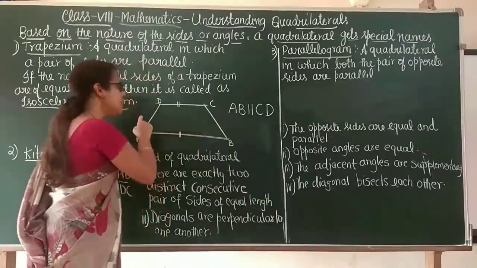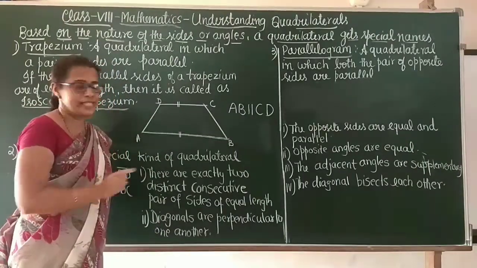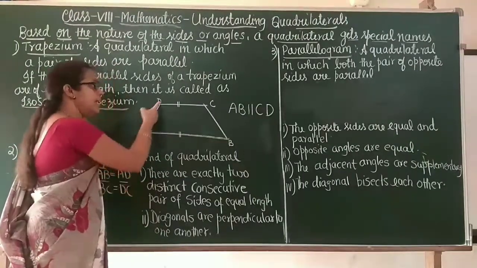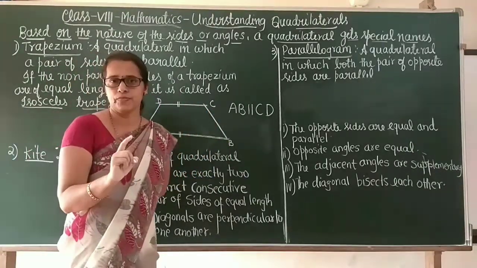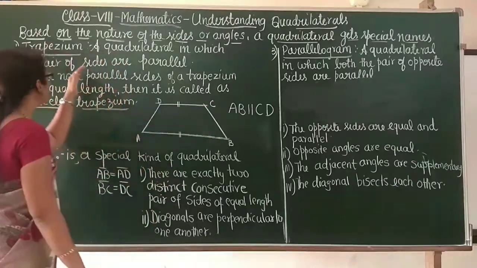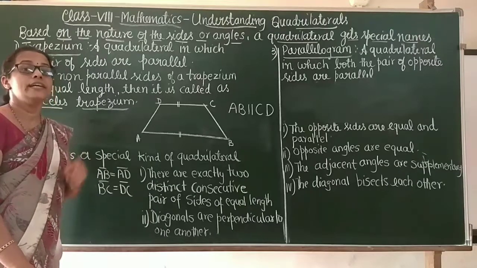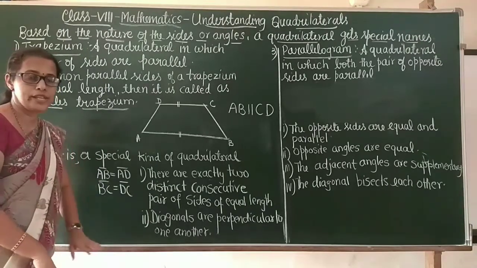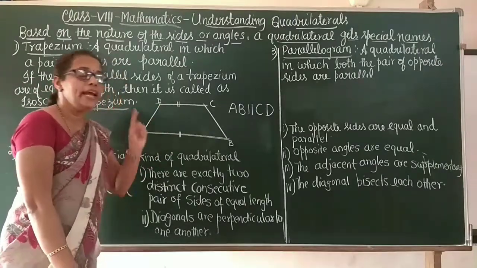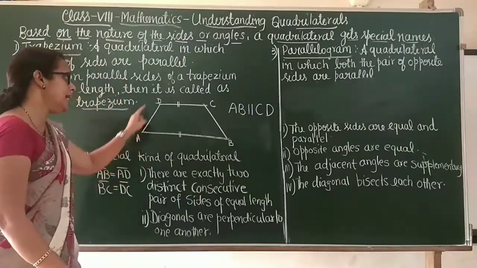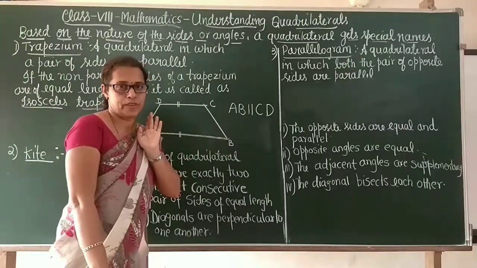Then what about the other two sides? They are called non-parallel sides. Do they look parallel, children? AD and BC are non-parallel sides. So that figure is called a trapezium. That type of quadrilateral is called a trapezium. Understood, children? If a pair of opposite sides are parallel, then it is called a trapezium. That means AD and BC are non-parallel sides.